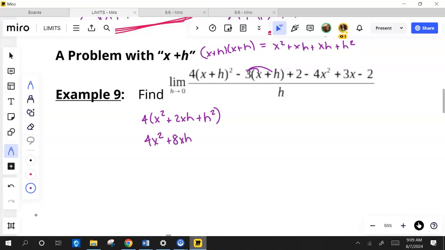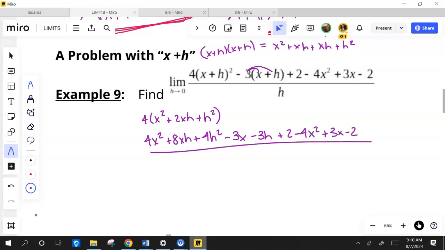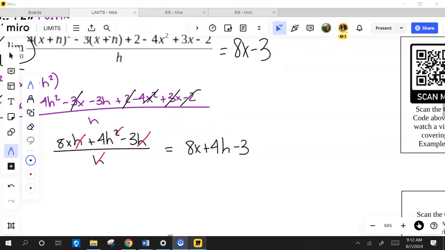4x squared plus h x squared. I'm going to distribute this negative 3 through here. I'm going to give you a second on your own. Clean it up and see what happens. Go. Remember, just plug in. There's not as many you have to manipulate. All right.